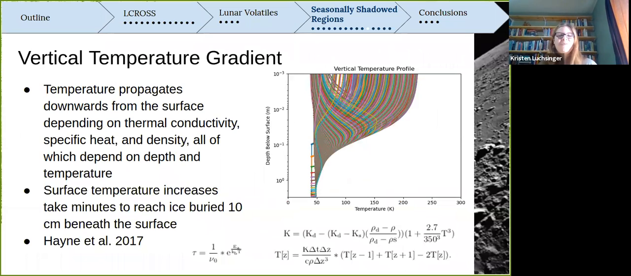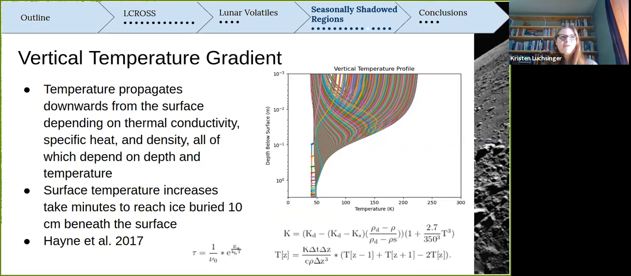And here I show, once you have your surface profile or surface temperature changes, those temperature changes need to propagate downwards. So that depends on thermal conductivity, specific heat, density, all of which change with depth and temperature. So again, I find a time scale in order to capture those interchanges. So once you have a change at the surface, it'll take minutes to reach ice buried even 10 centimeters beneath the surface. That time lag in escaping ice may possibly be unobservable.